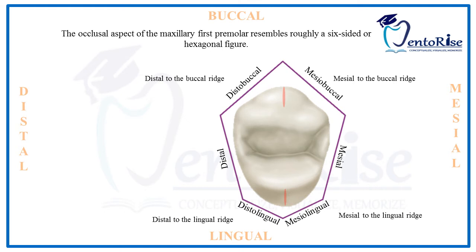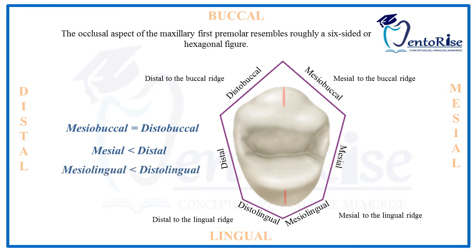The two buccal sides, that is the mesiobuccal side and the distobuccal side, are nearly equal. The mesial side is shorter than the distal side and the mesiolingual side is shorter than the distolingual side. Please observe the figure very carefully.